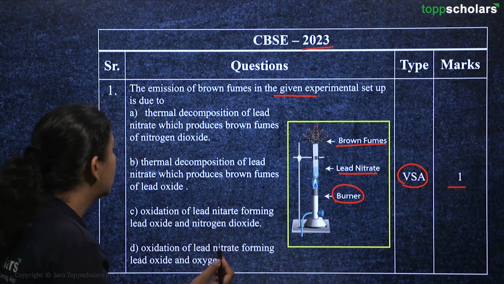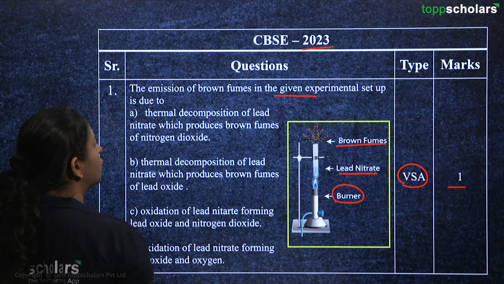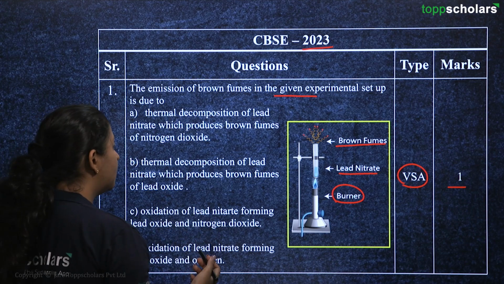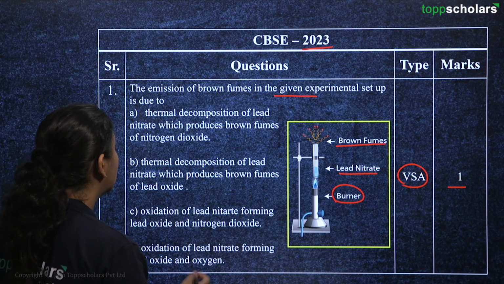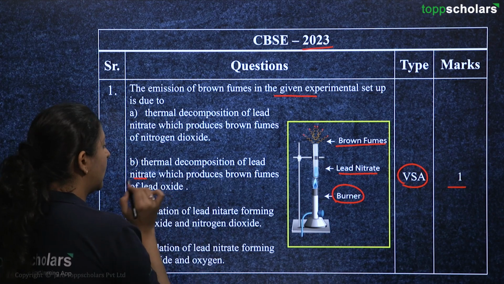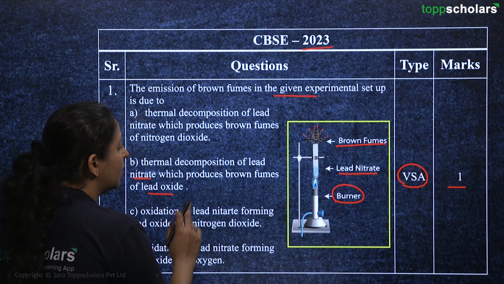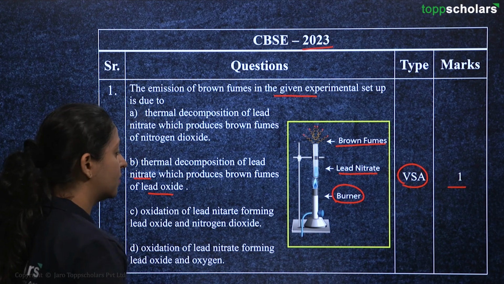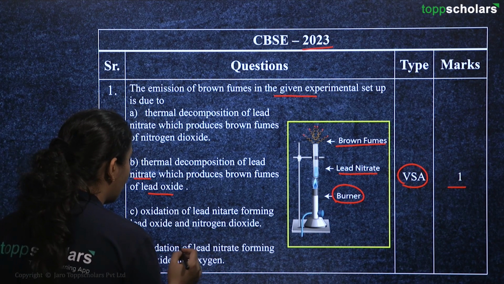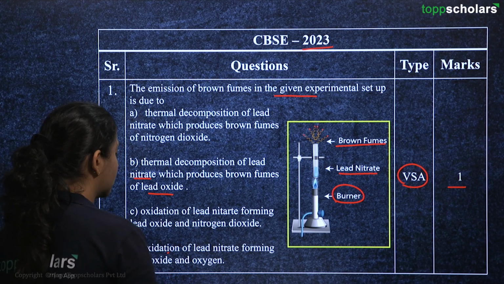Is it because of the thermal decomposition of lead nitrate which produces brown fumes of nitrogen dioxide? Thermal decomposition of lead nitrate which produces brown fumes of lead oxide? Oxidation of lead nitrate forming lead oxide and nitrogen oxide? Or oxidation of lead nitrate forming lead oxide and oxygen?